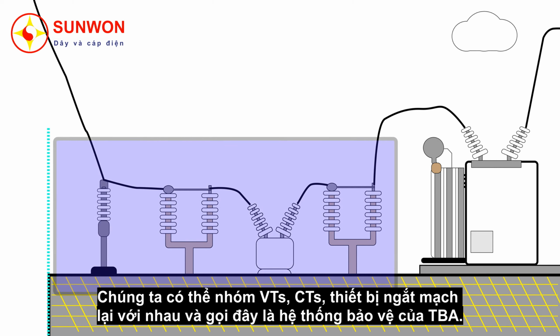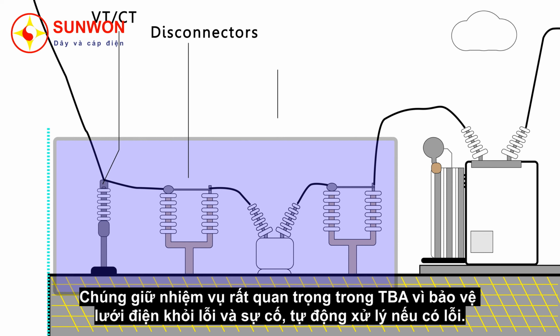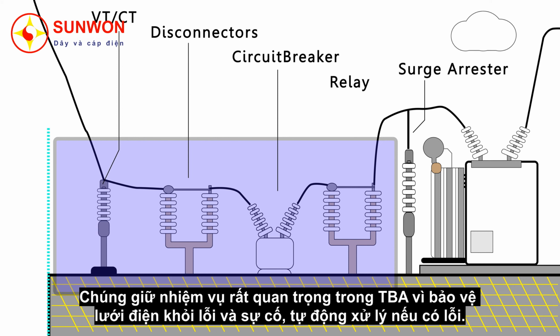And we can group together the VT and CT, the disconnectors, and the circuit breaker and call these the protection system of the substation. They perform a really important job in the substation because they actually protect the grid from faults and automatically respond if there is a fault. So let's group these together and call them the protection system.